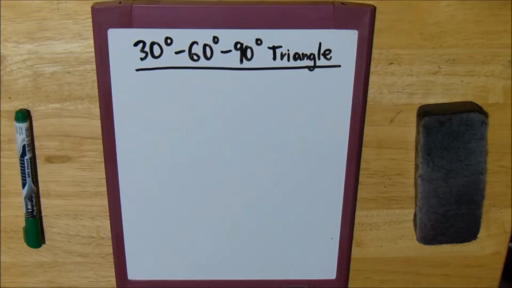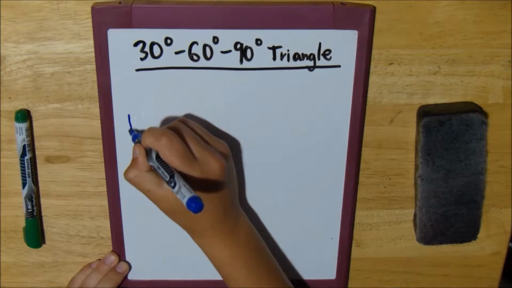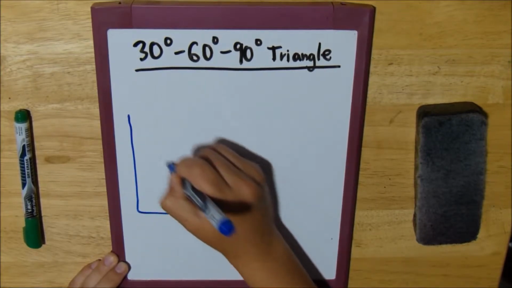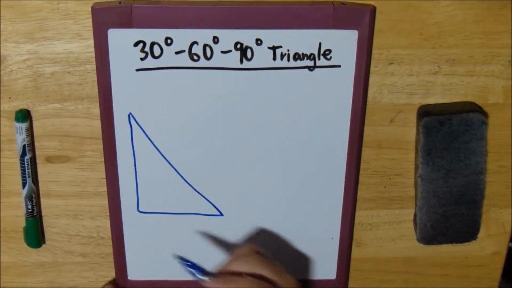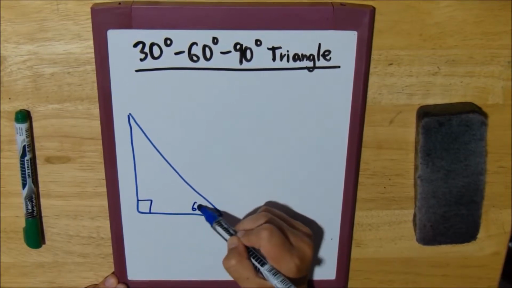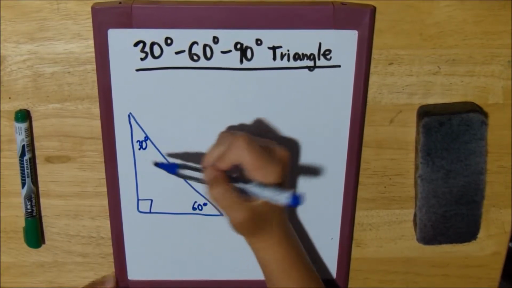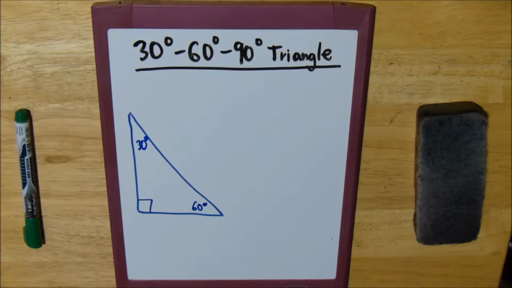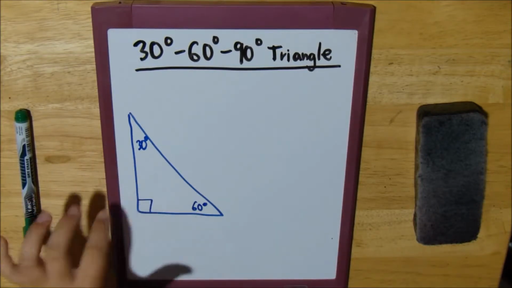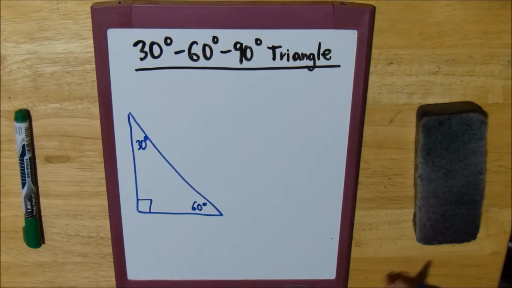Alright, so today we're going to be talking about the 30, 60, 90 triangle. It's called the 30, 60, 90 triangle because those are the angle measurements in the triangle. So here's our 90, our 60 degrees, and our 30 degrees. The side lengths across from the angles are pretty simple to remember.